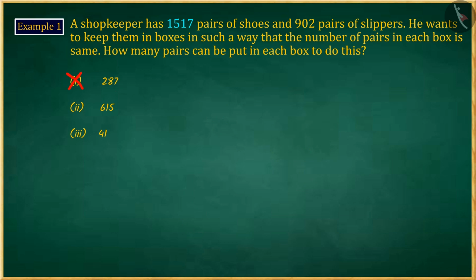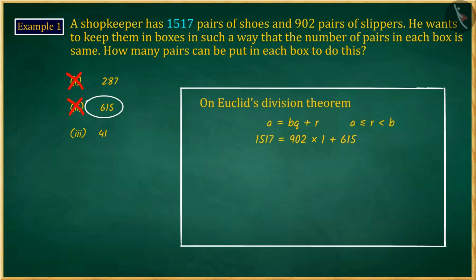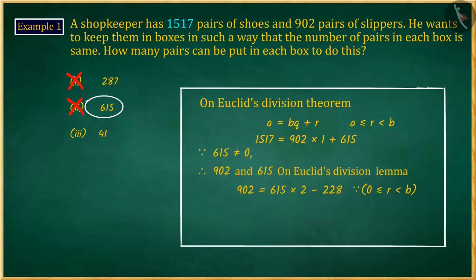If you have chosen option 2, then it's a good try. But this is also a wrong answer, because when you apply Euclid's division lemma again to the new divisor 902 and 615, then you get a negative remainder, which is not correct, as in the lemma the value of r is not negative. It is either greater than or equal to 0. And in this procedure, we don't get 0 as the remainder value.